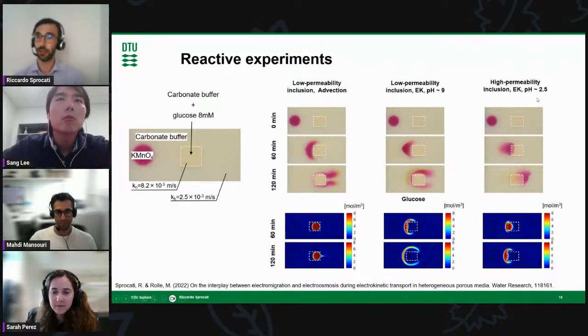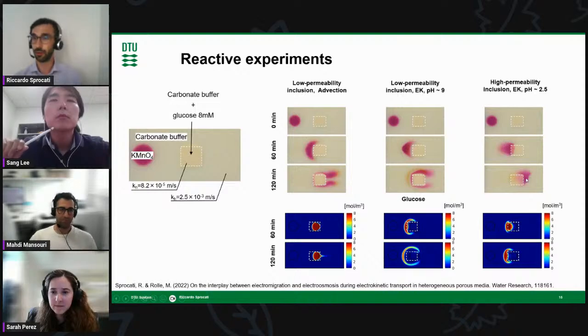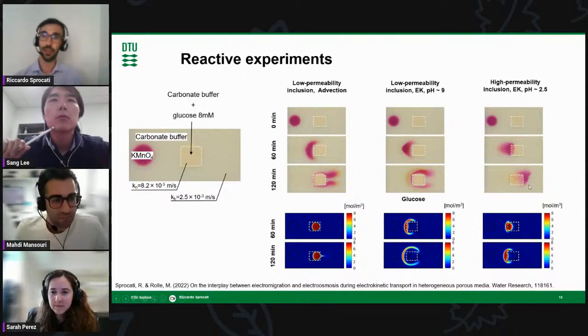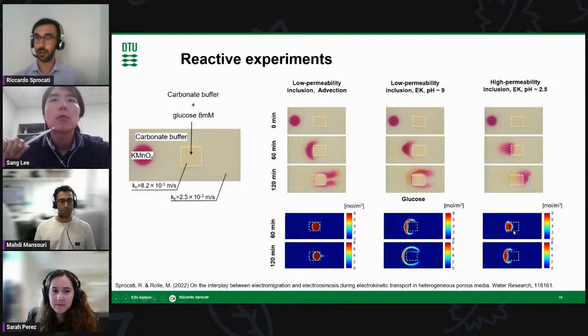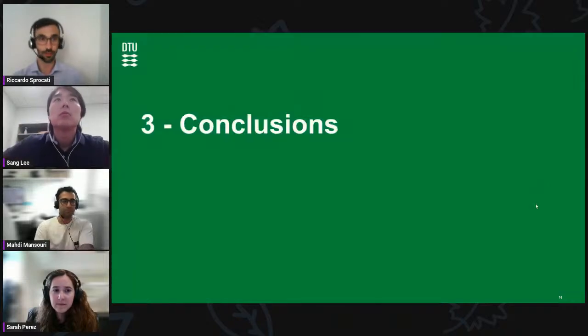Whereas in the case with lower pH, we could deliver permanganate all throughout the inclusion. And in this case, the mixing with glucose was actually throughout the potential permanganate plume. So another important point is that you can engineer not only the delivery of a solute in electrokinetics, but also the mixing dynamics are quite different, just by changing the solute composition.